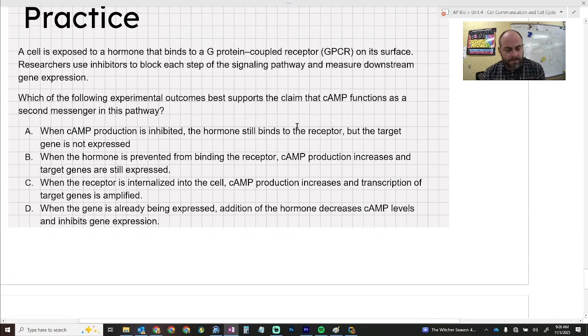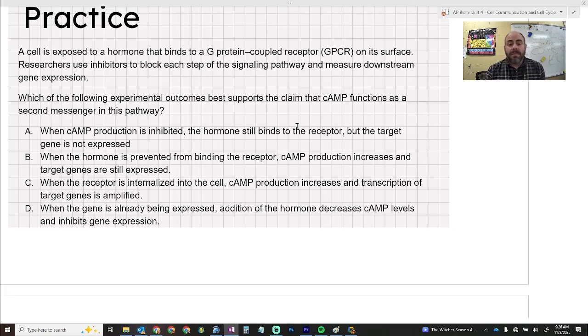Let's look at a practice problem. A cell is exposed to a hormone that binds to a G protein coupled receptor on its surface. We just learned about that, right? Researchers use inhibitors to block each step of the signal pathway and measure downstream gene expression. Which of the following experimental outcomes best supports the claim that cAMP functions as a secondary messenger in this pathway? cAMP is cyclic AMP, but you don't need to know that. It could be called George, or it could be called triangle. Doesn't really matter.